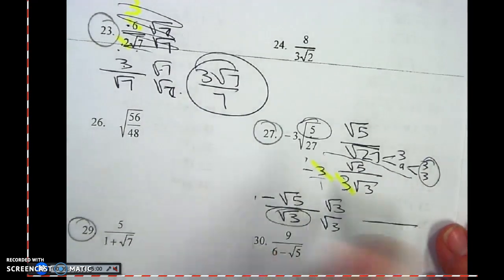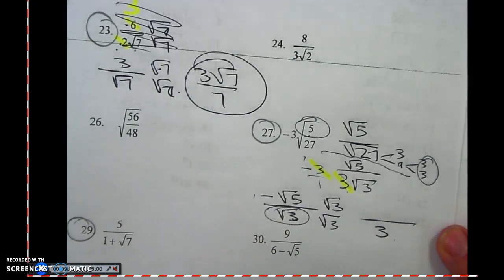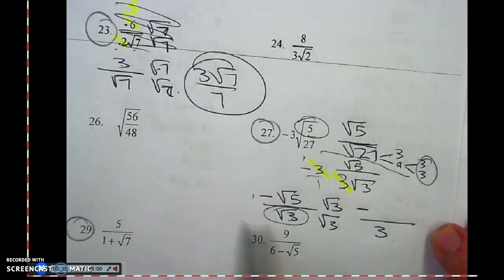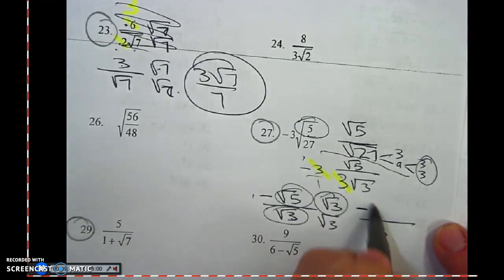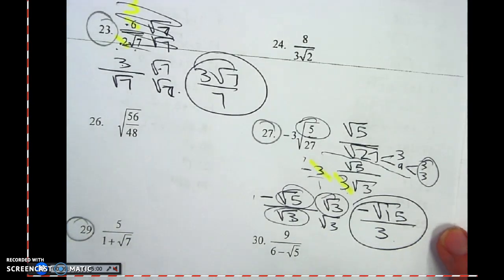Let's take care of the bottom first. Rad 3 times rad 3, square root of 9, which is 3, negative. And the square root of 5 and the square root of 3 is the square root of 15, and you're done.